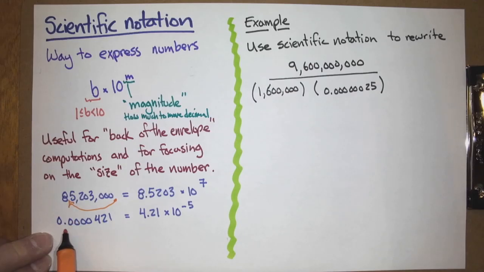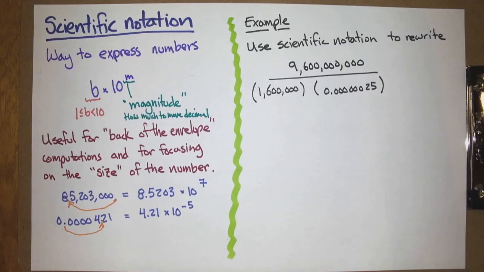On the other hand, 0.0000421. Again, we're going to move to where we start, 4.21, but then how far did we move? Well, 1, 2, 3, 4, 5. And if I wanted to get back to my original number, I'd have to move it to the left, so that's why you get 10 to the negative 5. So now, if I'm really curious mostly about the size of the numbers, if I'm in business and I say, are we talking thousands or are we talking millions? Maybe you don't care what that leading digit is, but you care about the scale. Then this is the kind of notation that can help.